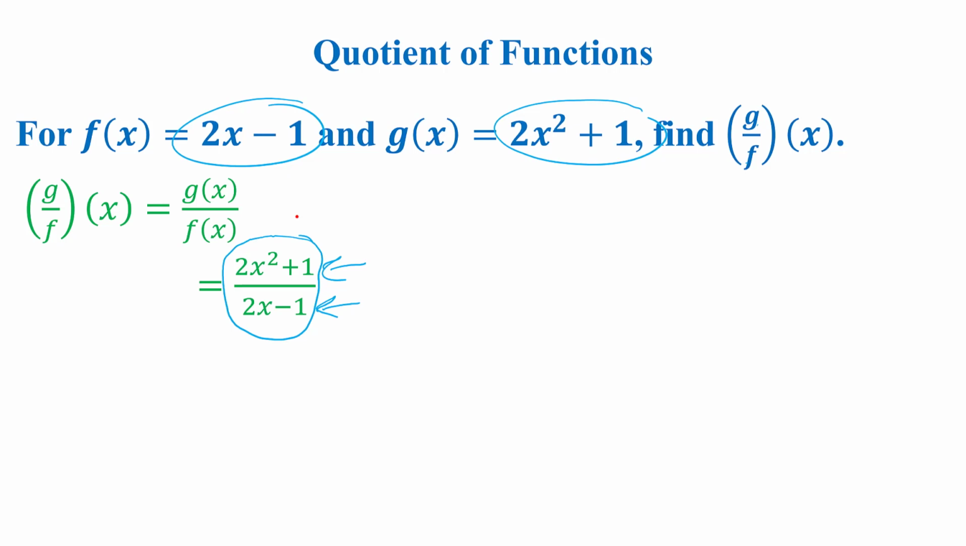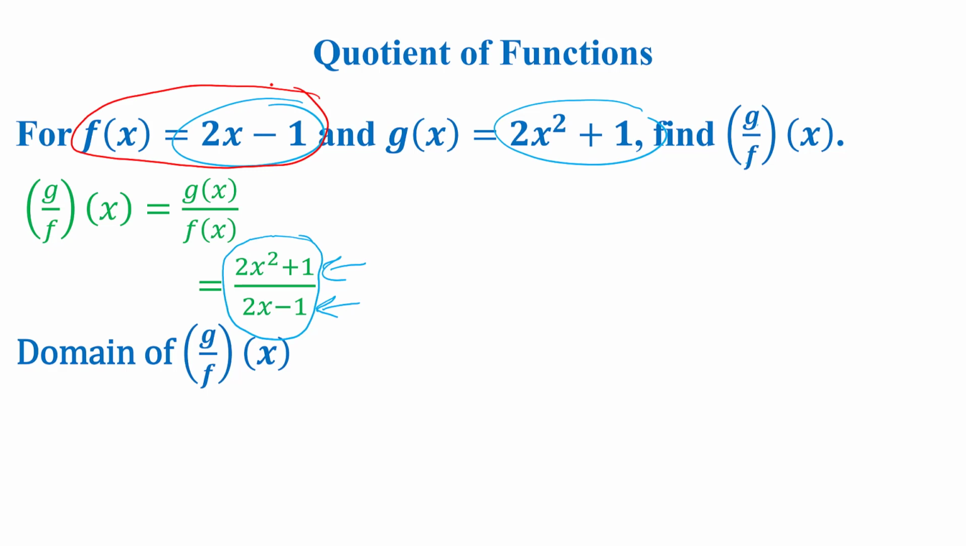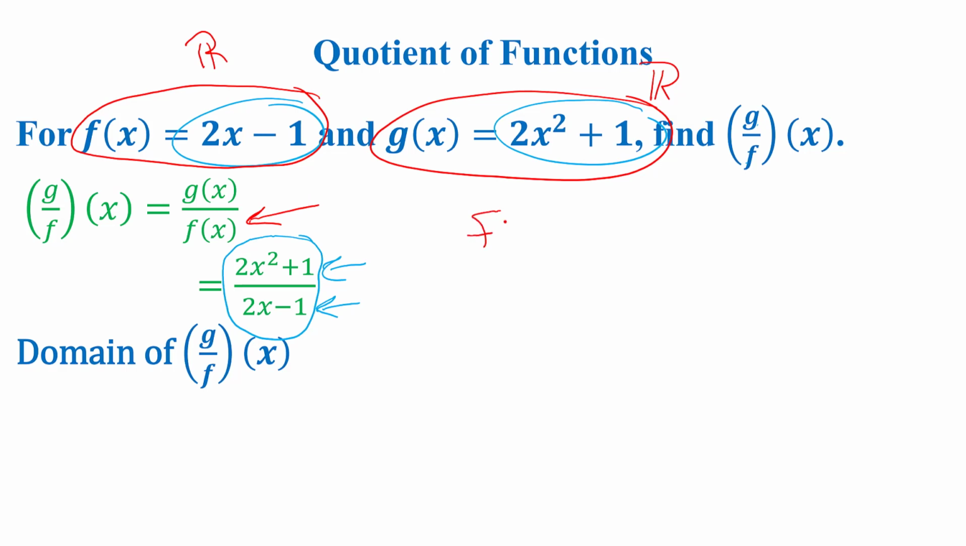And now to find the domain of g over f of x, we look at the domain of f. And let me change colors here. So the domain of f, which is 2x minus 1, is all real numbers, no restrictions. The domain of g, all real numbers again, no restrictions on the domain of g. But we do have some issue going on here, because if we're throwing f of x into the denominator, we need to make sure that f of x is not equal to 0.